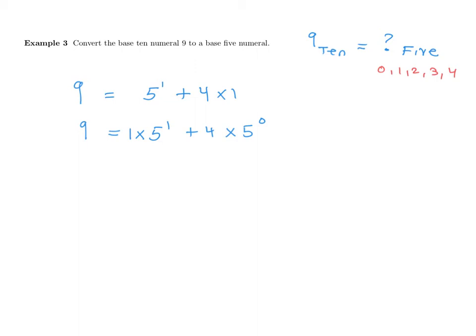You can just look at the digits that appear in front of the 5's. In this case, the 5 to the 0 and the 5 to the first. Those digits are 1 and 4. So how do you write 9 in base 5? It's 1, 4, base 5. And I'll put that over here.